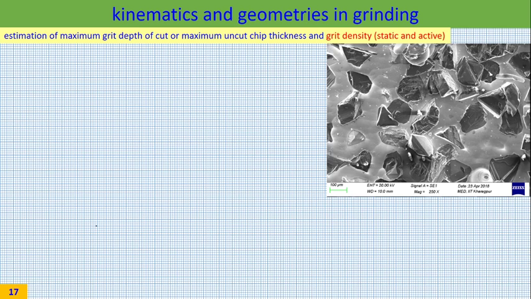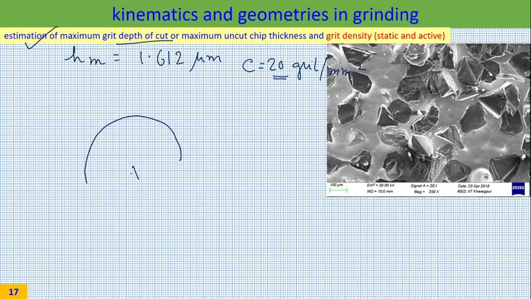So already we have done the estimation of maximum grit depth of cut, and this has come out to be 1.612 micron with a C value of 20 grit per millimeter square. Who provided you 20? It was part of the problem. Now let us look at a 2D section of a grinding wheel. These are the grits. What can you control about the grits? You can control the size. Mesh size of a grit is 100.